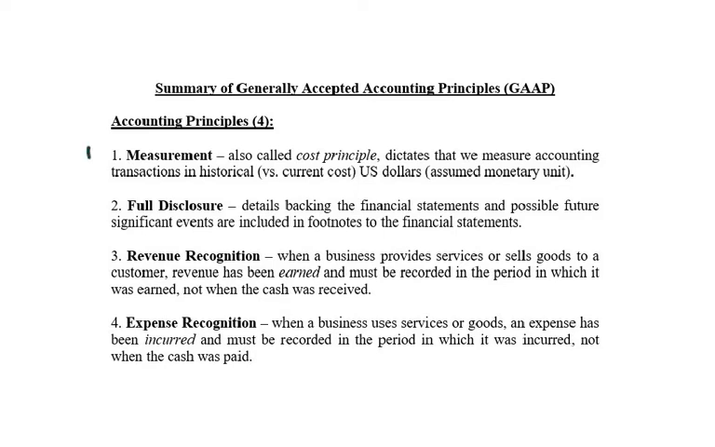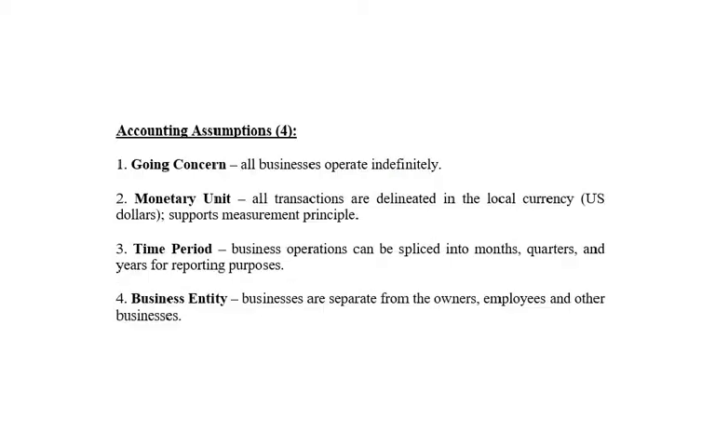All right, so first up is the measurement principle, which is covered in the first series of videos for Chapter 1. And remember, this is sometimes called the cost principle. So either a measurement or cost principle. This is the one that's telling us we have to delineate transactions in historical US dollars. Now again, that kind of overlaps with the monetary unit assumption, but it's kind of inevitable. There's really no other way to refer to it. So they're kind of tied to each other.